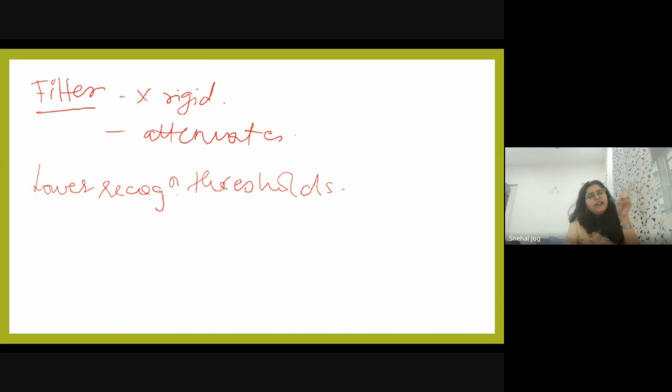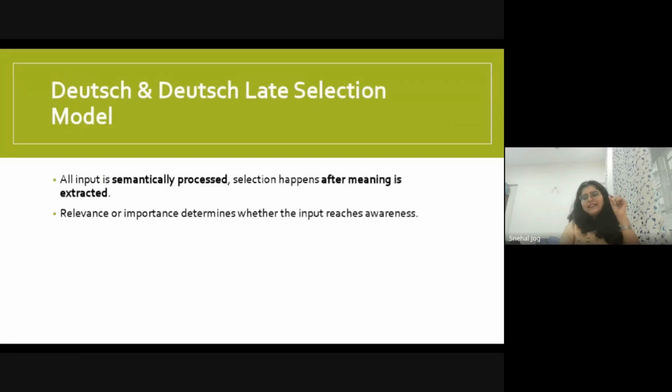We talked about Broadbent and we talked about Treisman's theory. Then we come to the late selection theory. Okay. Late selection theory was different. Why are we saying late selection? Because we spoke about Broadbent and early selection. What did Broadbent say? That whatever stimuli comes in front of me, I don't process it for meaning at all. I only look at the physical characteristics and I decide, okay, this is important, this is not important.